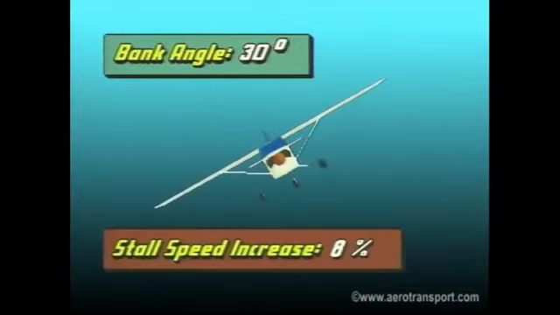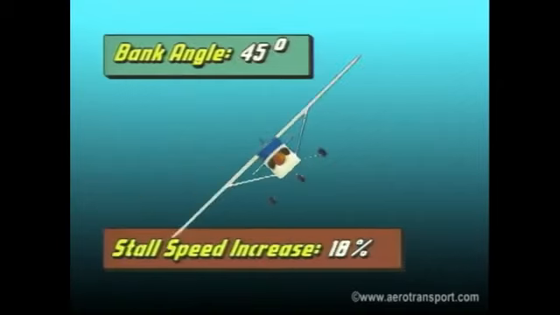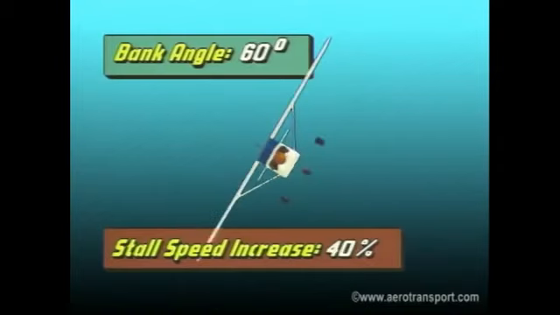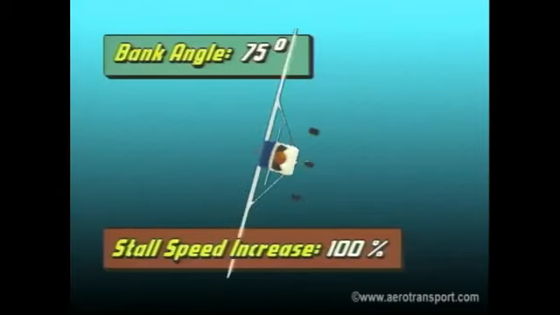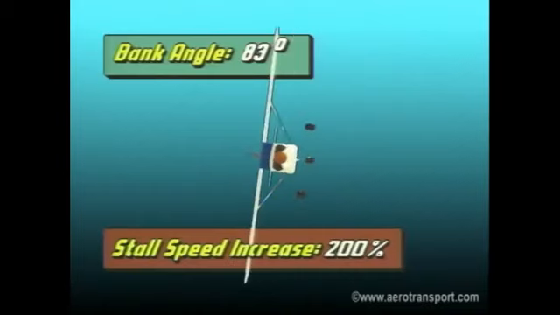At 30 degrees, the stalling speed will increase by 8% over that of level flight. A 45-degree bank angle increases it by 18%. At 60 degrees, it increases by 40%. The stalling speed increases by 100% at 75 degrees and by 200% at 83 degrees. Keep in mind the load factor also increases with the increase in bank angle.